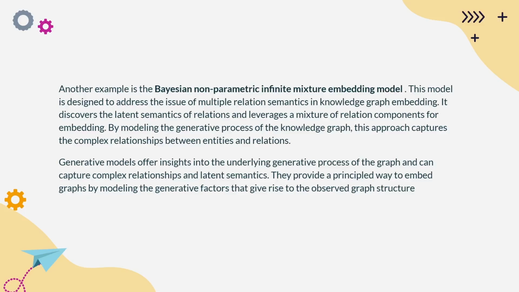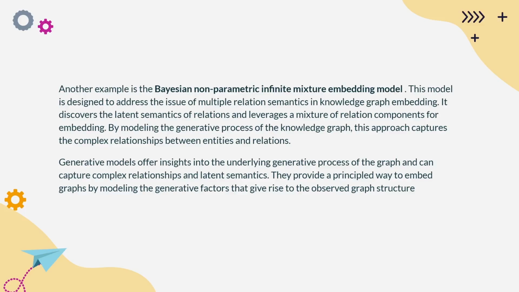Next, we see another example that is called the Bayesian nonparametric infinite mixture embedding model. This model is designed to address the issue of multiple relation semantics in knowledge graph embeddings. It discovers the latent semantics of relations and leverages a mixture of relation components for embeddings. By modeling the generative process of the knowledge graph, this approach captures complex relations between entities and relations.